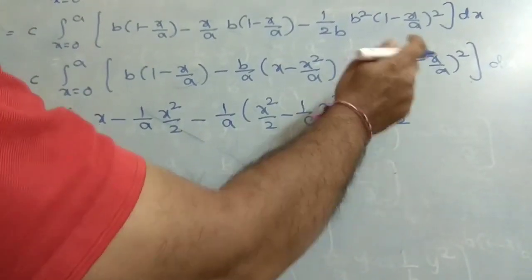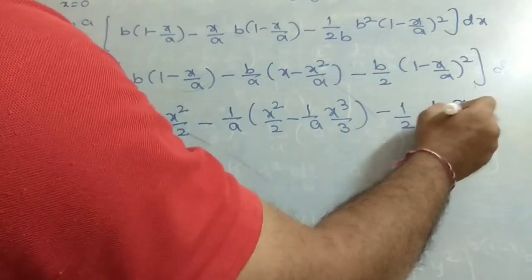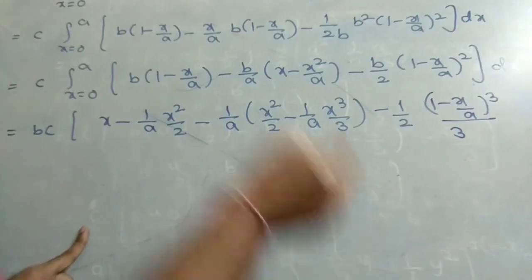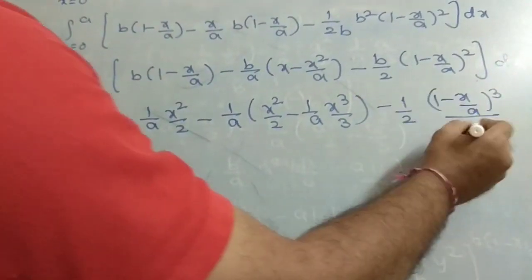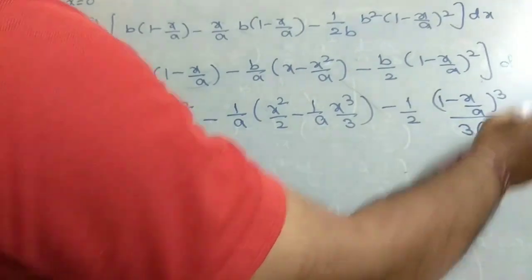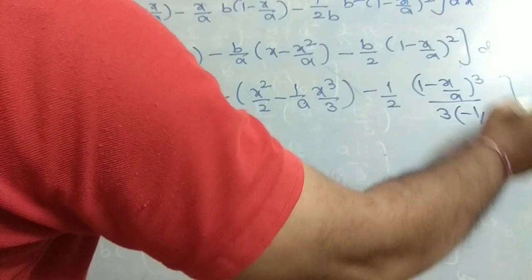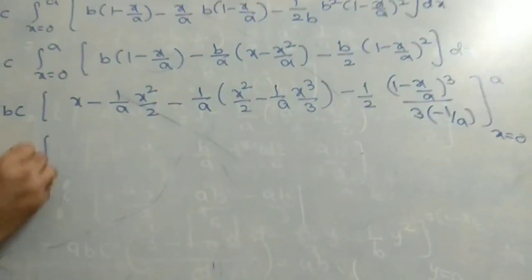1 by 2, it is nothing but some x to the power of n type. So 1 minus x by a, it is whole cube divided by 3 into x coefficient value. What is the x coefficient value? Minus 1 by a. So this is the easiest way to get your values, and the x equal to 0 to a. Now I am substituting the upper limit here.